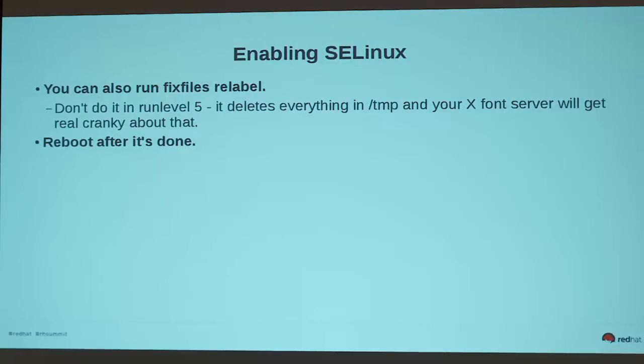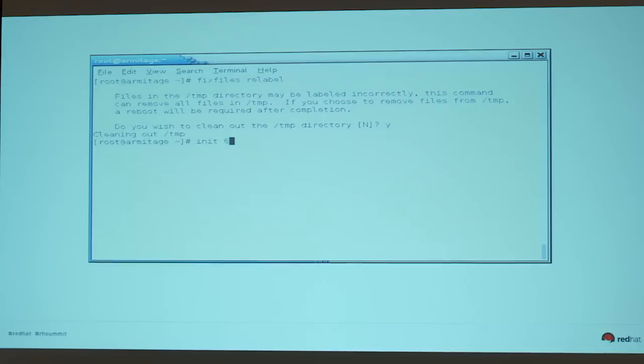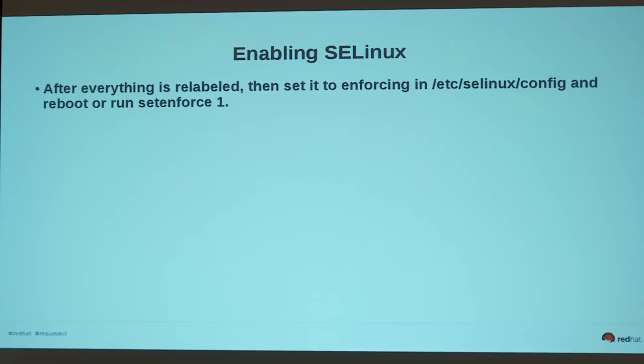And it'll take about as long to relabel the file system as a file system check would normally take. You can also run the command fixfiles relabel, and it'll go clear out your temp directory. It'll delete all the xfont stuff if there's any xfont services running that are being stored. Don't do this while the system's running at run level 5. X will get really cranky and say bad things about your parentage. Reboot after it's done, and we're good to go. All right, so then you'll reboot or run setenforce 1. For those Windows admins who are in the room, there is a graphical tool for doing all of this.